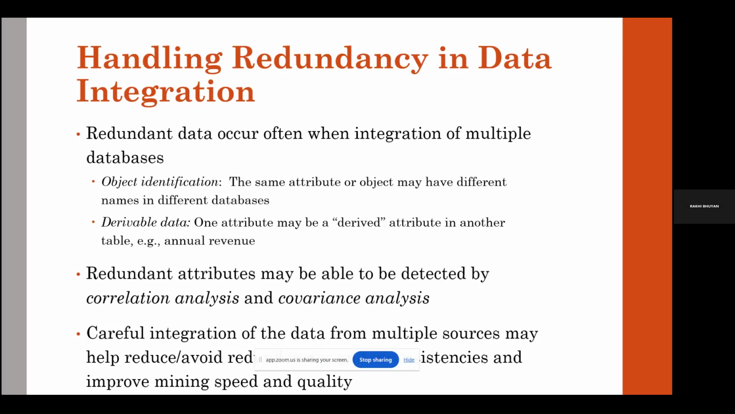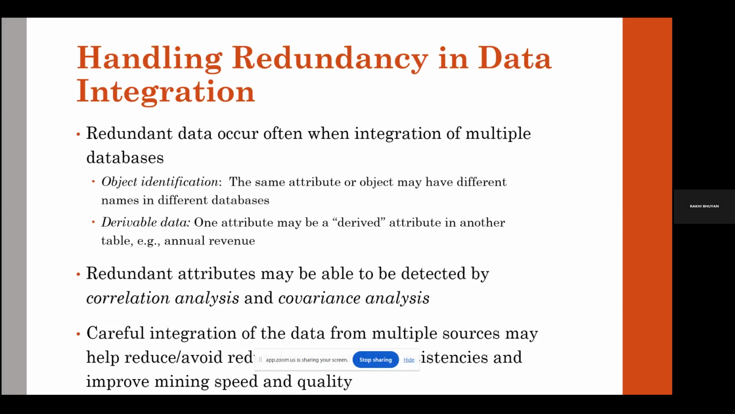So there are some redundancy problems, like the same thing with a different name, employee ID versus employee number. This is the same thing but with a different name, so it may cause problems. And derived data, like yearly salary calculated from monthly salary, and duplicate data, like the same students entered in two systems with different spelling. So how to fix it?